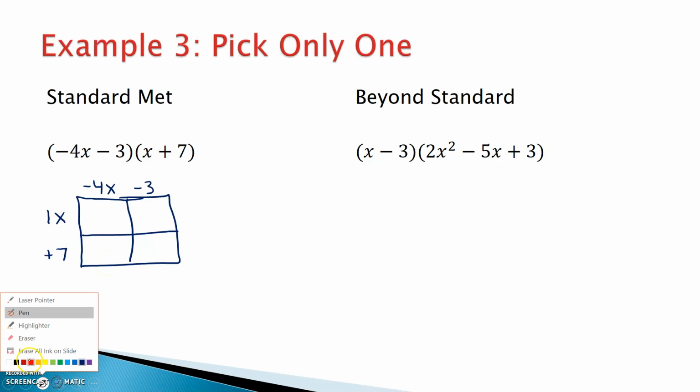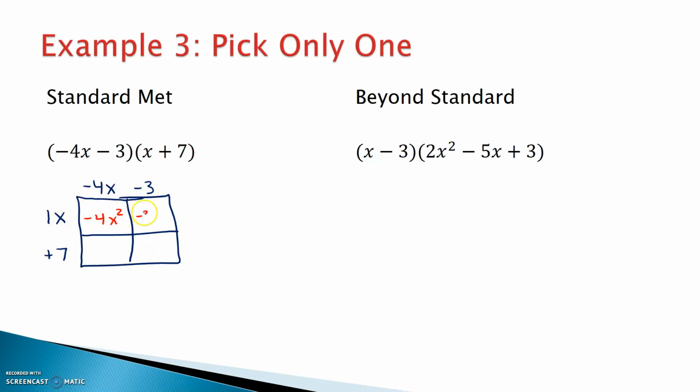All right, let's fill in. Okay, negative 4x times positive 1x. Well, negative 4 times the 1, remember you're multiplying to get the product in here. Negative 4 times 1 is just, well, negative 4. Now an x times an x gives you x to the second power. Okay, let's do negative 3 times 1x. Well, negative 3 times 1 is negative 3. Don't forget about your x. 7 times what? Times negative 4x. 7 times negative 4 is negative 28x. And then lastly, negative 3 times positive 7. That is negative 21.